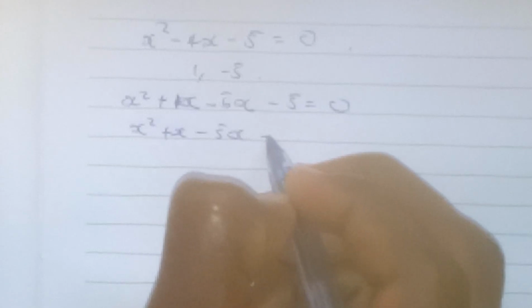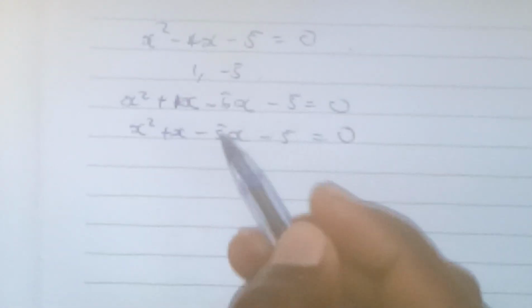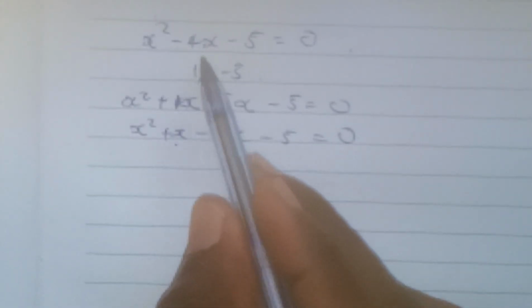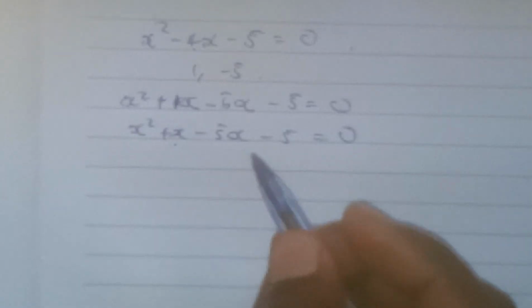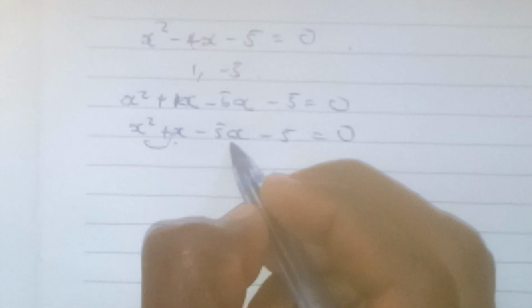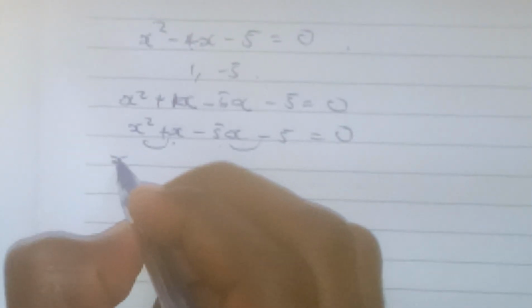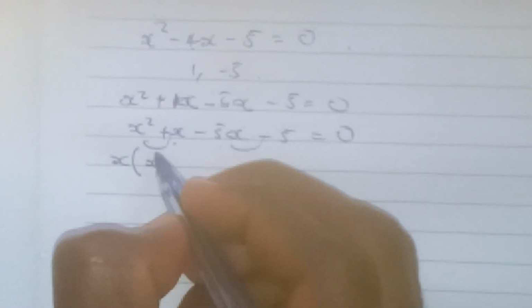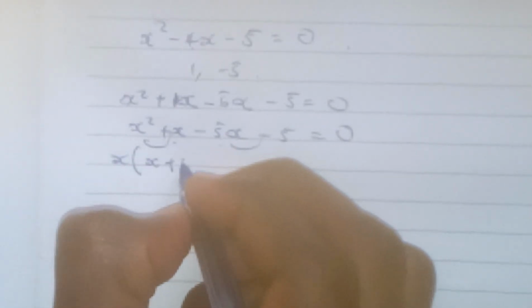In other words, we're going to have x squared plus x minus 5x minus 5 equals 0. In that you can see that x minus 5x goes back to negative 4x. Then we leave this product the way it is. Then we pair them like we did in the previous video and factorize out the common term, which is x, which, when you factorize x from here, leaves x plus 1.